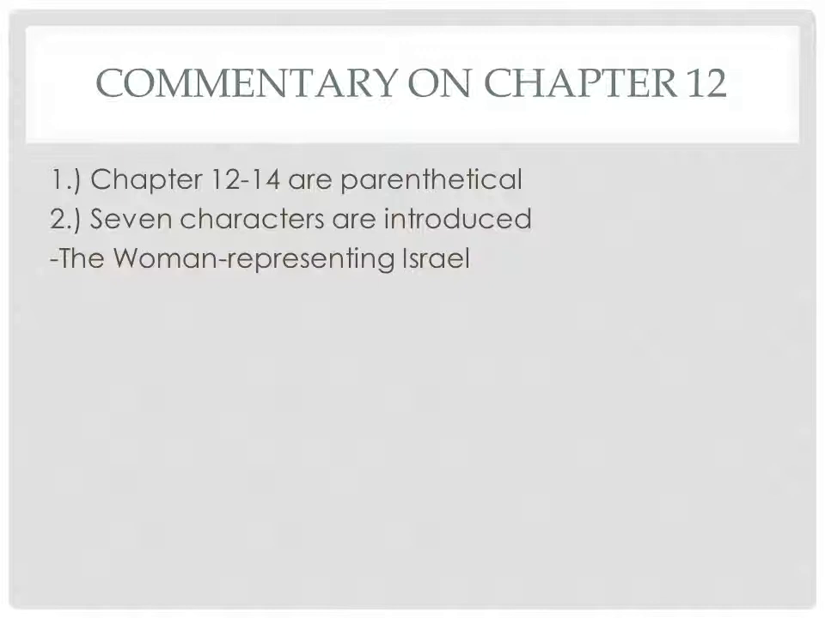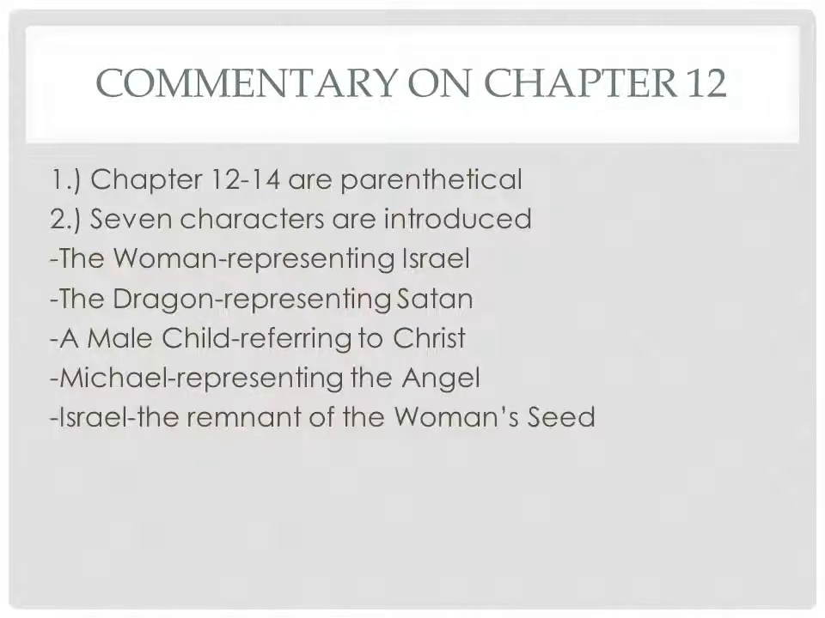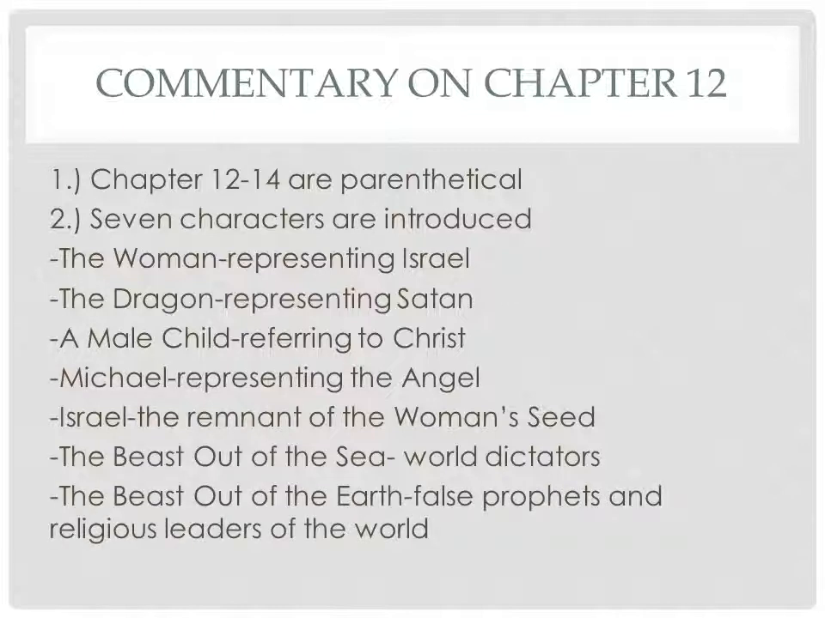You have the woman that represents Israel. You have the dragon, who is representing Satan. You have a male child who represents Christ. Michael, who represents the angel. And then you have Israel, the remnant of the woman's seed, the beast out of the sea, which would be the world dictators, and the beast out of the earth, which could be seen as the false prophets or religious leaders of the world. So these are the 7 characters that are introduced to us here in chapter 12.